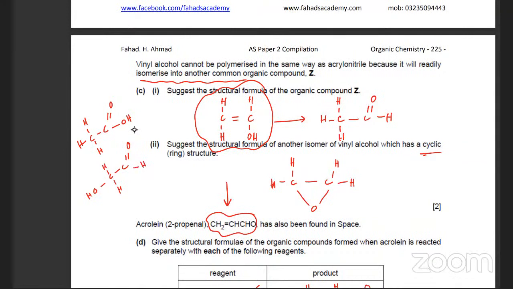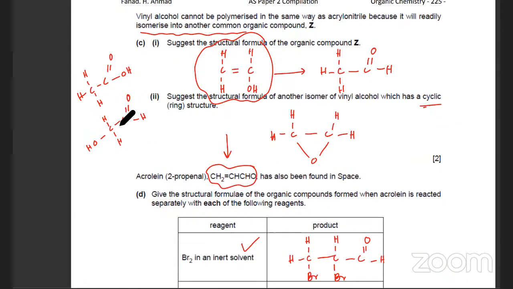What else can I do? I can change the double bond position as well. Like the double bond is between the carbon and oxygen. What I can do is put it between the carbon atoms, so that the oxygen would be single, so there must be an H with it, and this would have just one OH. So what I did was I just changed the double bond position and put it over here.